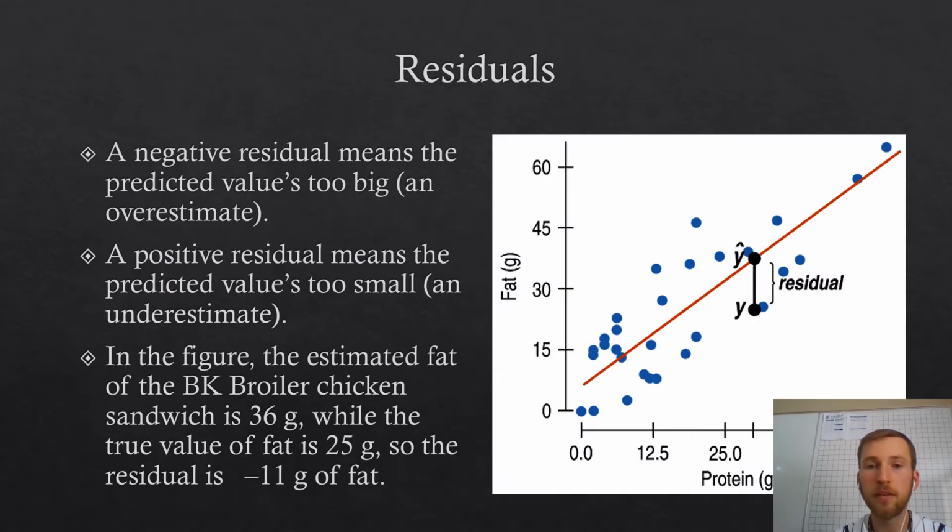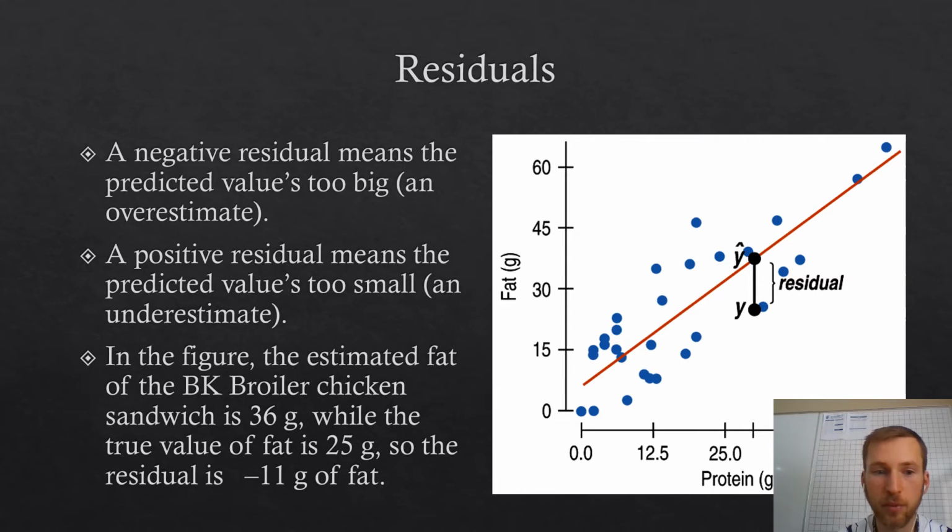A couple of key features about residuals. If we have a negative residual, that means when we take our actual minus predicted, we get a negative number. That means that we have overestimated, so our predicted value is greater than our actual value. And on the flip side, if we have a positive residual, this means that we underestimated what the value was.